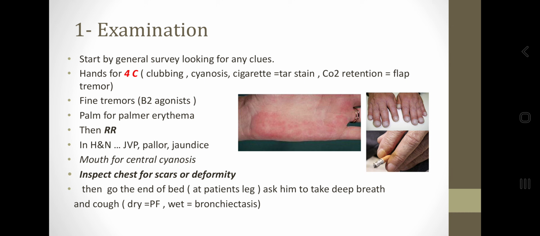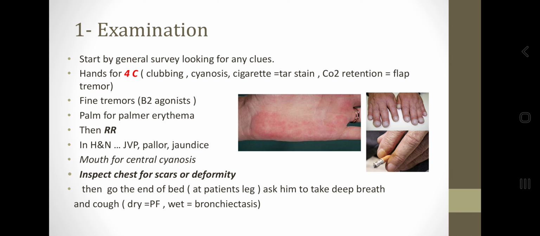Go to the hand for 4C: clubbing, cyanosis, cigarette, which is tar staining, CO2 retention, which is flapping tremor. Also fine tremor indicates the patient is using beta-2 agonist. Palm for palmar erythema and respiratory rate while you are pretending that you are counting the pulse. Then go up to the head and neck for raised JVP, which indicates pulmonary hypertension, pallor or jaundice.